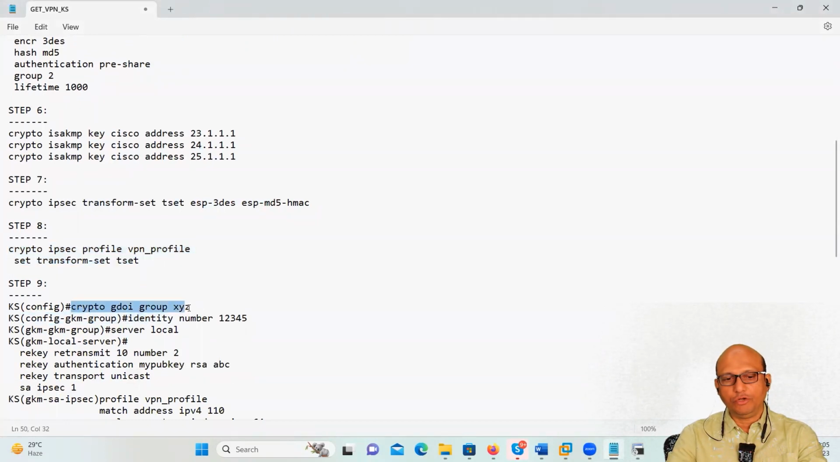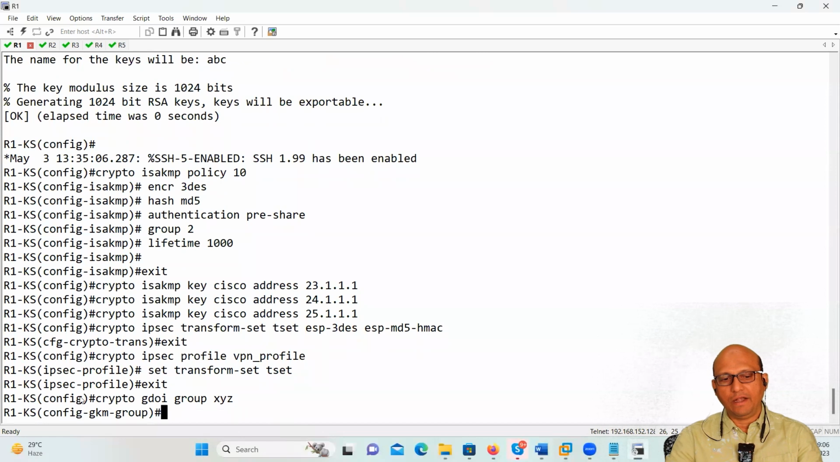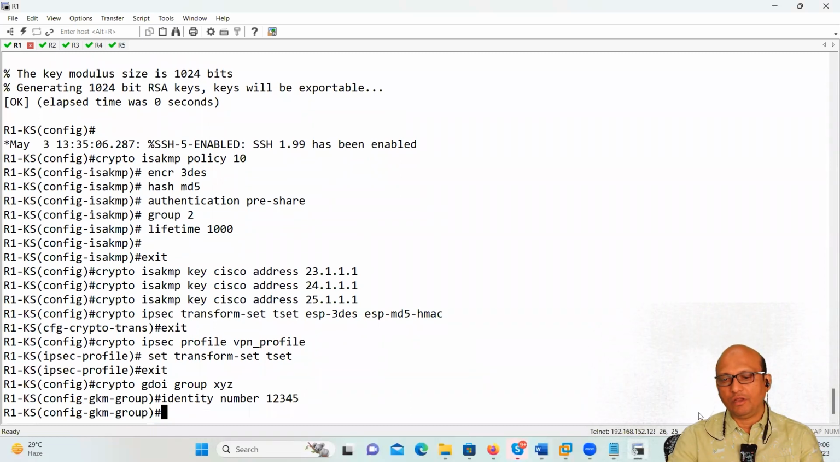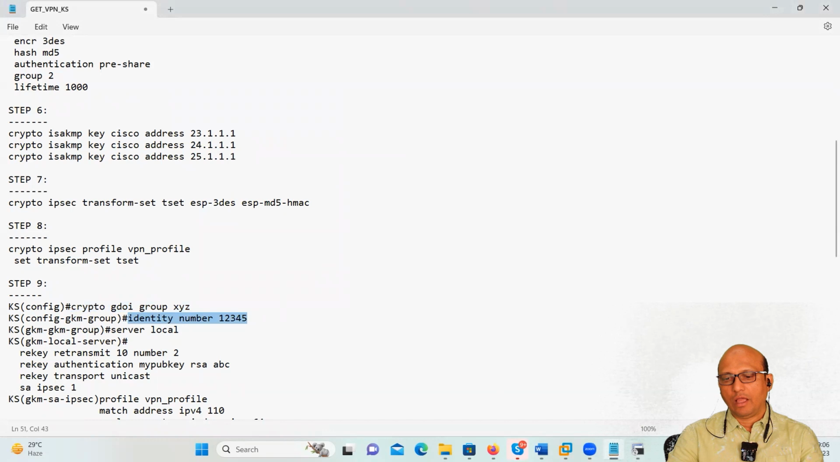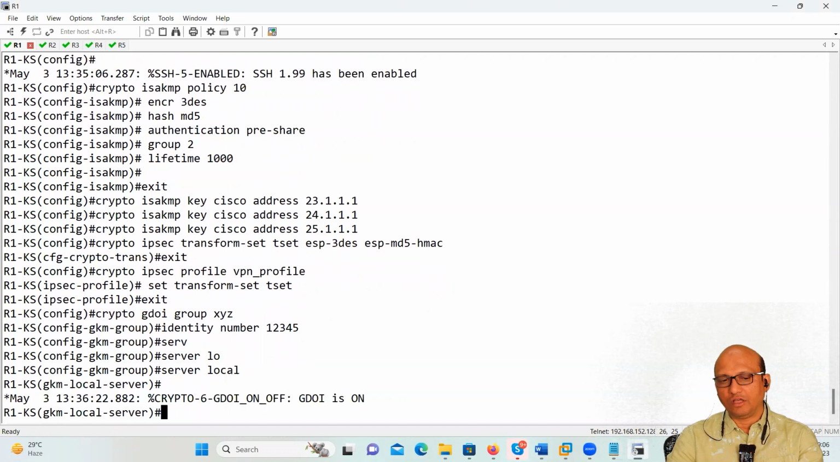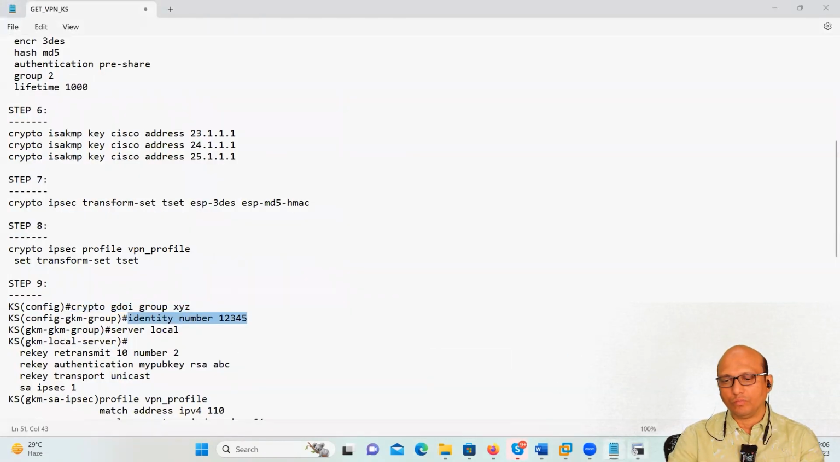Next I say is crypto GDOI group and some name. You see, I enter into some group, GDOI group. Here I say identity 1234. This is just a GDOI identity. Everyone should have the same identity. I say server local, means I'm telling my R1 that you are the server. You see GDOI is on now. R1 doesn't know that he is acting like a server.